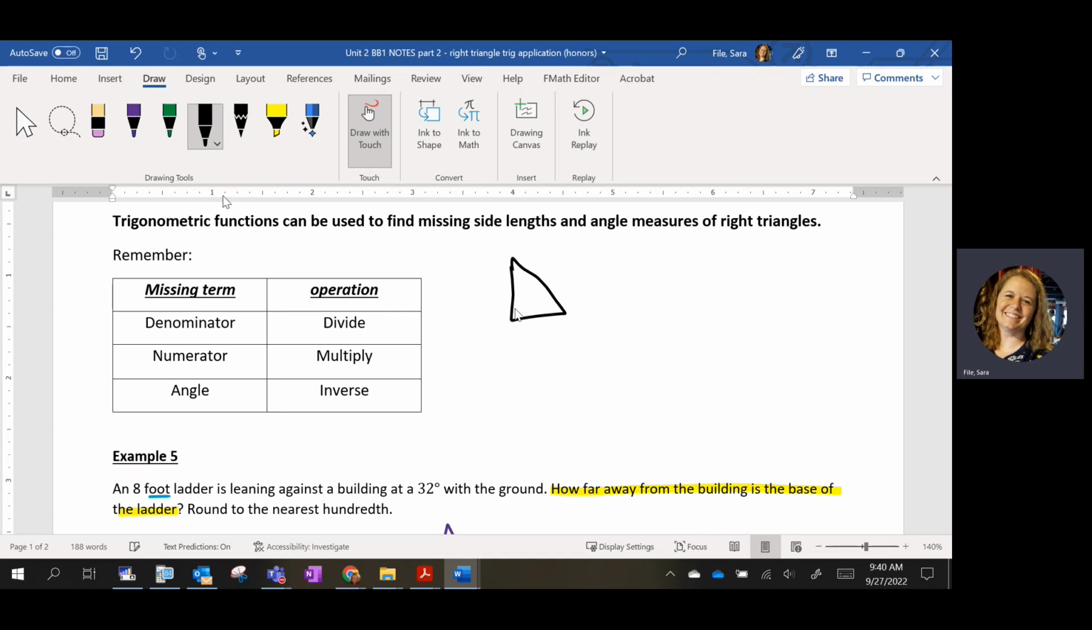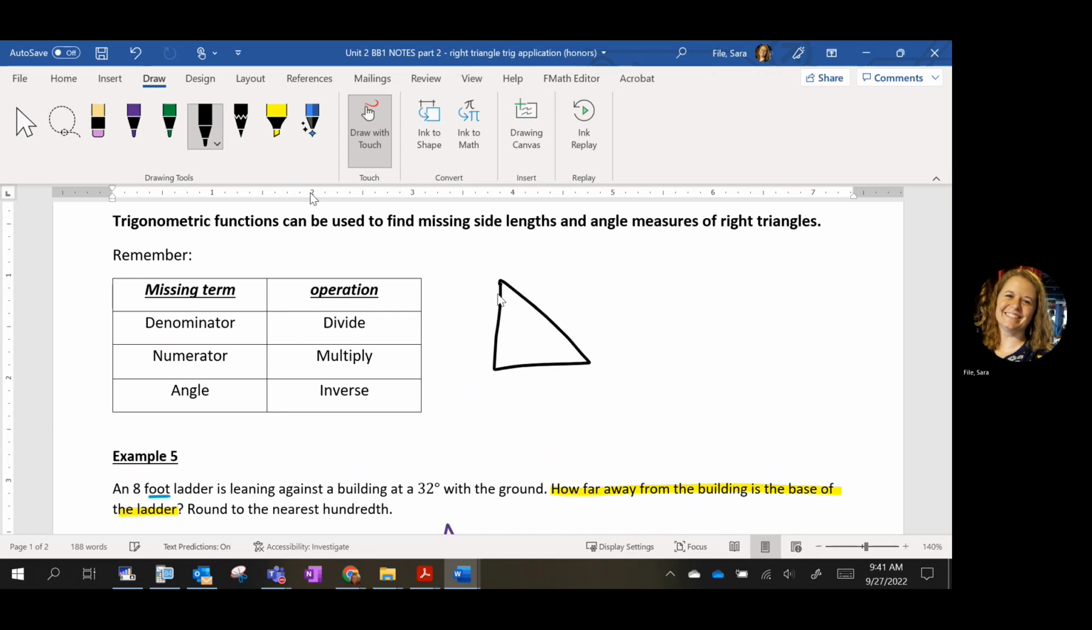So just as a quick review, for your 30, 60, 90, I don't know why I just drew that so tiny. Let me make that a little bigger. It doesn't matter how big you write, as long as you can read your writing. So your special right triangle ratios, who remembers what they are? X is the smallest, so that's across from the 30. The shortest side's across from the smallest angle. X square root of 3 is the which one? Good. So that's the longer leg.